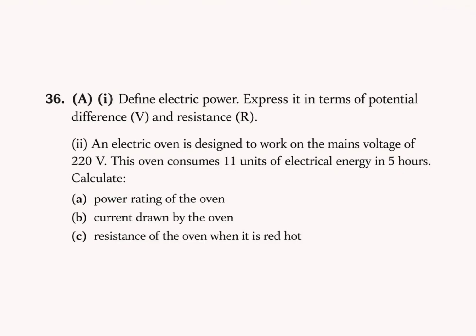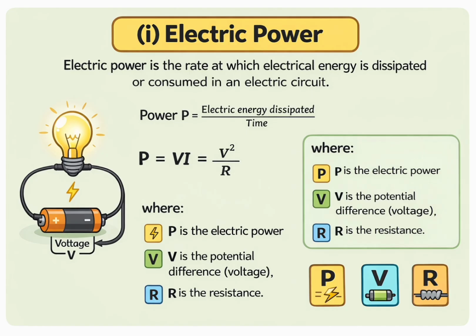Okay, let us move on to the next question. This question is based on electric power. In the first question, they have given: define electric power. Express it in terms of potential difference and resistance. So you know about electric power. So what is electric power? Electric power is the rate at which electrical energy is dissipated or consumed in an electric circuit. So what is the formula? Power is equal to energy by time. So here particularly they are asking us to express electric power in terms of potential difference and resistance.